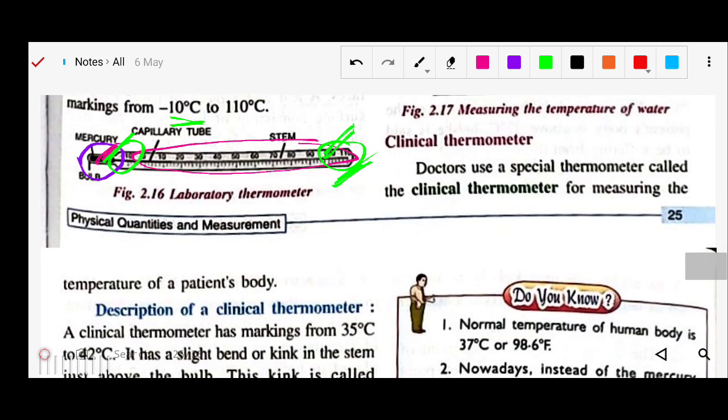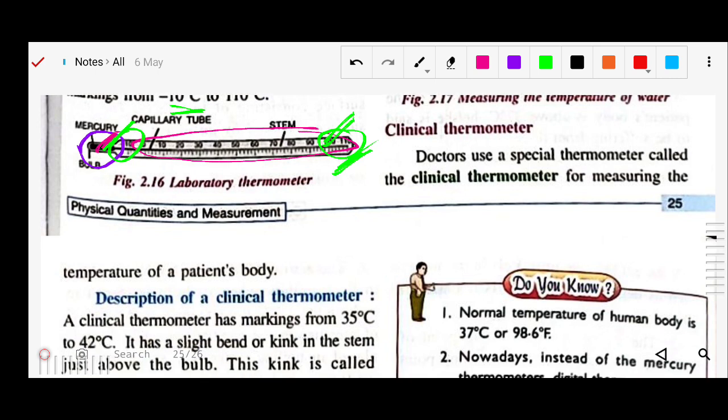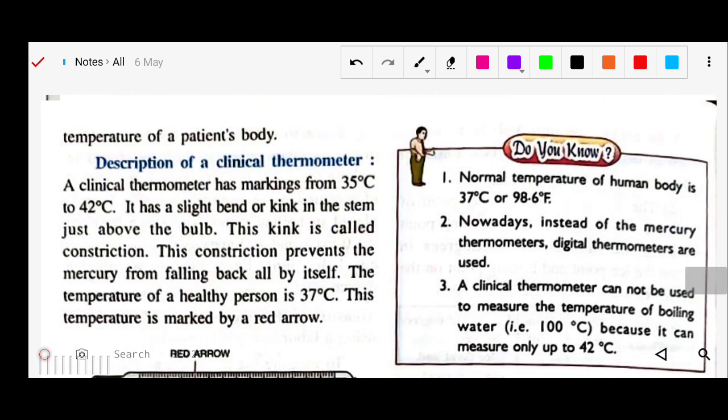Next we have the clinical thermometer, which is used by doctors. Many of you have seen it, and even used it to measure your fever. Doctors use a special thermometer, quite different from the other laboratory thermometer. It is called a clinical thermometer, for measuring the temperature of a patient.